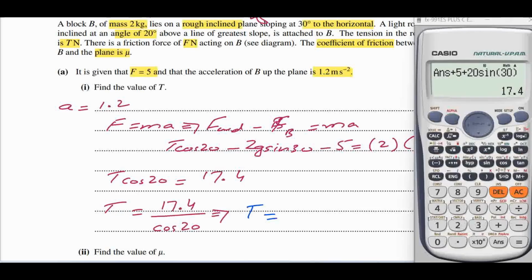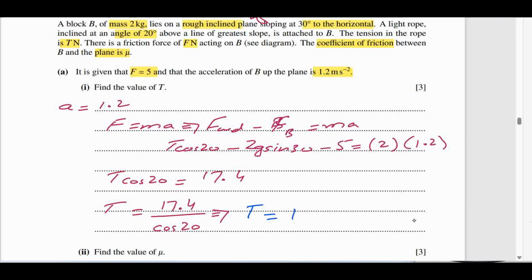So T will be equals to 17.4 divided by cos 20. So this will be equals to 18.5 newtons. So the value of T will be 18.5 newtons. This will be the final answer. I hope that the concept is clear. Let's move on to the next part.